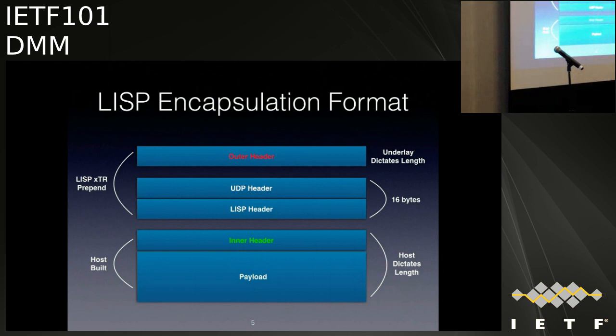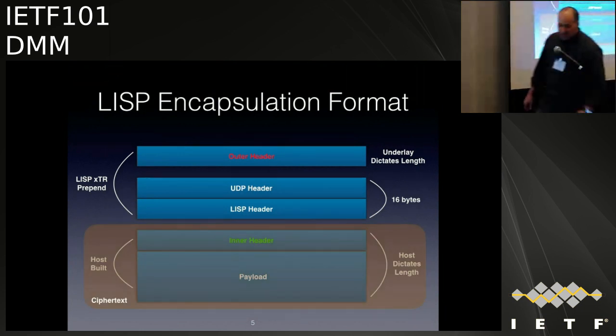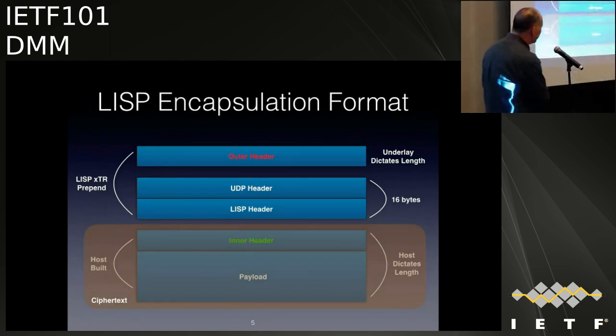LISP has a capability of negotiating LISP crypto, data plane encryption, between the encapsulator and decapsulator. That's the bytes in the packet that are encrypted. So the inner header is obfuscated, therefore you get privacy of the host's IP addresses.